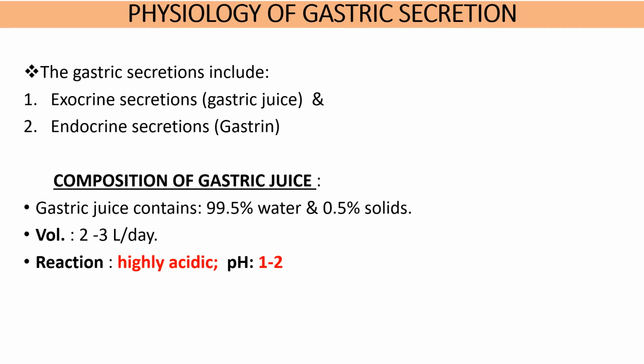Now, composition of the gastric juice. The gastric juice contains around 99.5% of water and only 0.5% of solid elements. The volume of this gastric juice is 2 to 3 liters secreted by the stomach per day. The reaction is highly acidic. This juice is highly acidic in nature and the pH is around 1 to 2.